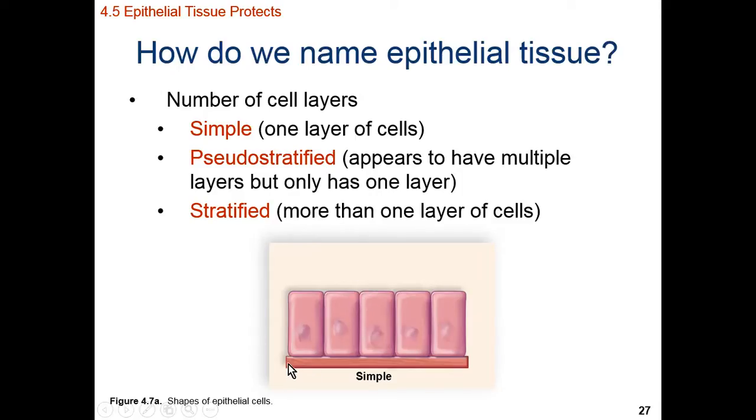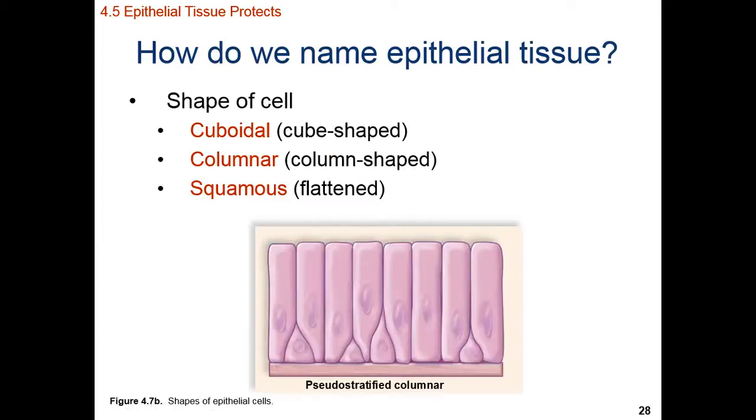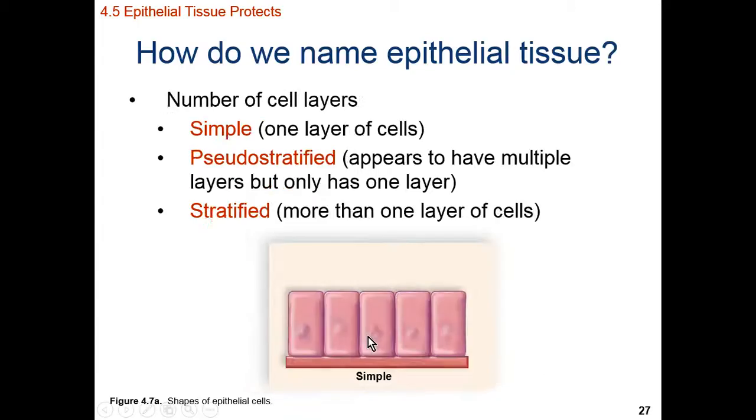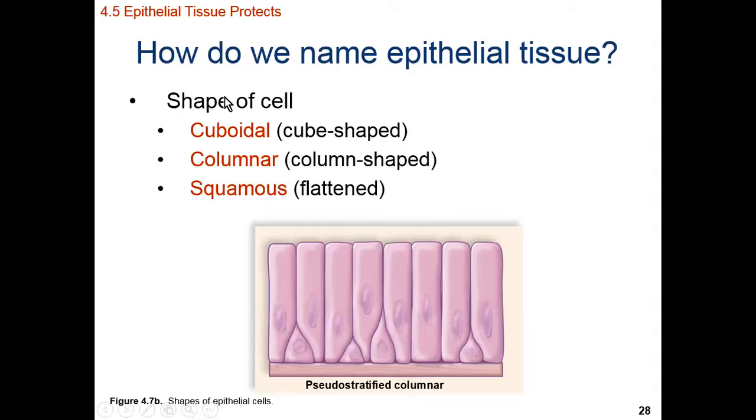And this strip right here on the bottom of the screen is a basement membrane that anchors this simple layer of cells to the underlying tissue types. Then there's pseudostratified. Pseudostratified looks like there's multiple layers, but really only has one layer of cells. Here's a good example of pseudostratified. Now we can also name the cells based on their shapes. If they are cubed or circular, generally speaking, we call them cuboidal. If they are oblong or columnar shaped, we call them columnar cells. And if they've been flattened, they are squamous.